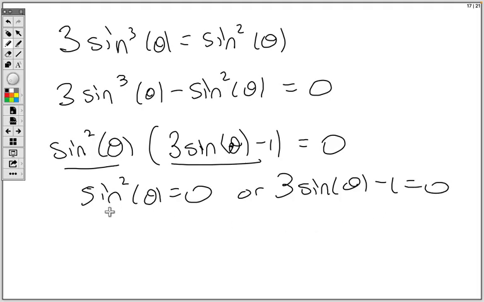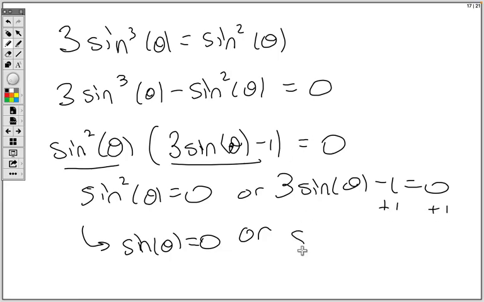From sine squared theta equals 0, I can either take square roots or I could factor again. I'm going to get sine of theta is 0. From 3 sine theta minus 1 is 0, I can add 1 to both sides and divide by 3 and get sine theta is a third. So now I've got these two basic equations to solve.